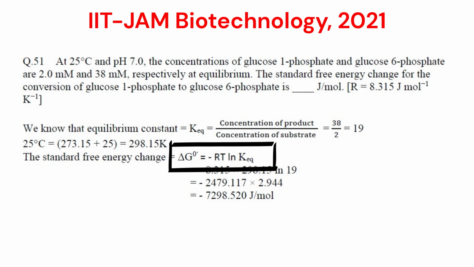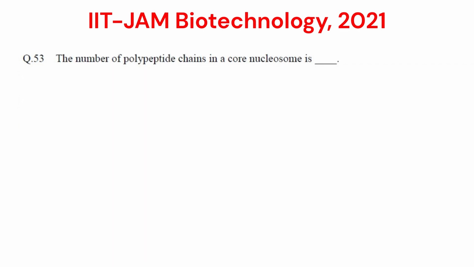Here the value of R is provided and the T we have calculated here. And the value of K equilibrium we have also calculated. So the standard free energy change is minus 7298.5 joule per mole. The number of polypeptide chains in a core nucleosome you have to calculate.